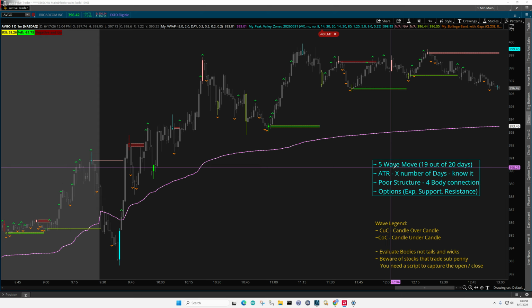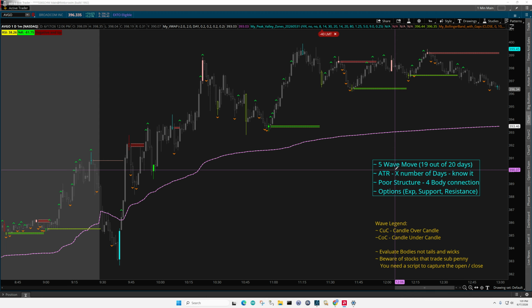So anything worth trading should have a 5-wave move 19 out of 20 days. If you're not trading something that has a 5-wave move 19 out of 20 days, you're probably going to struggle. So you want something that's a very consistent performer in terms of the number of waves made per day. I'll give you one caveat.